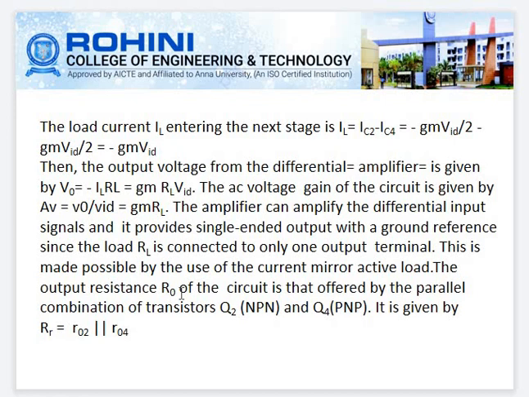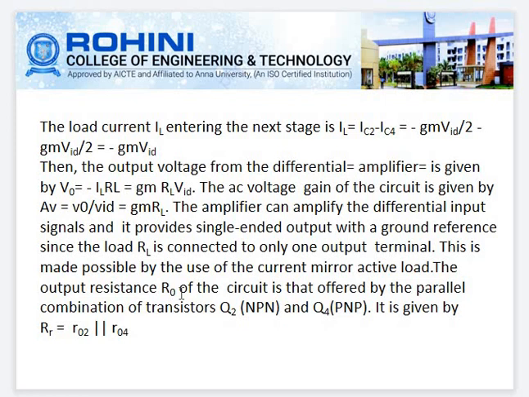The load current IL entering into the next stage is given by the difference between IC2 and IC4, which is equal to minus GM VID by 2 minus GM VID by 2, which is equal to minus GM VID. Then the output voltage from the differential amplifier is V0 equal to minus IL into RL, which is equal to GM RL VID. The AC voltage gain of the circuit is AV equal to output voltage by input voltage, that is equal to GM into RL. So the amplifier can amplify the differential input signal, and it provides a single-ended output with a grounded reference.